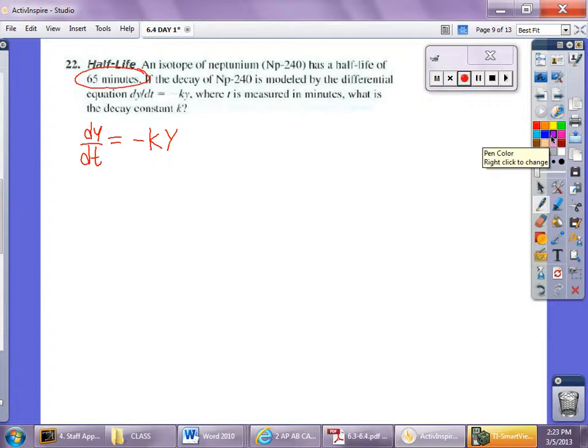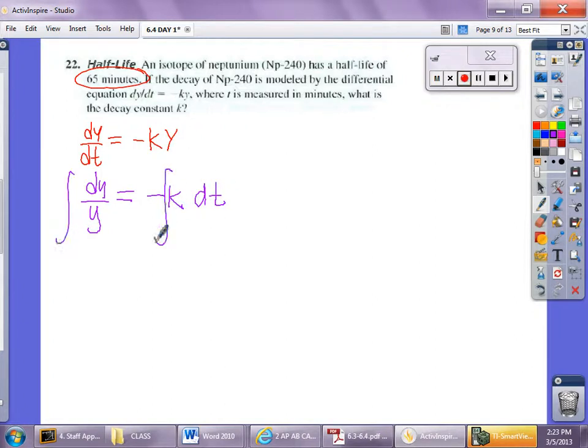So, here we go. We're going to start by isolating the y on the left side. We're going to keep the negative k multiplied by dt. We're going to integrate, and look at where I put the integral symbol, right there. Ln of y is equal to, bring down your negative, and then k times t plus c.